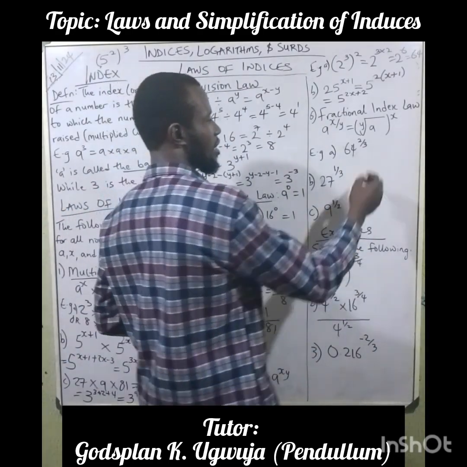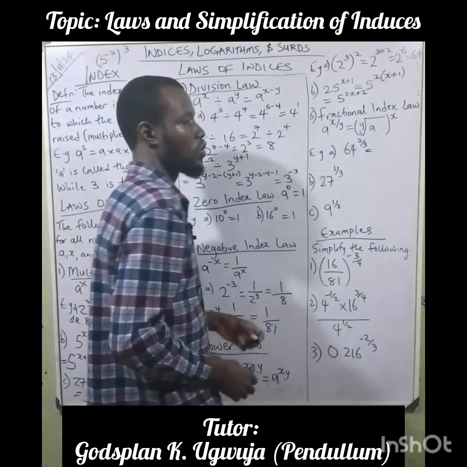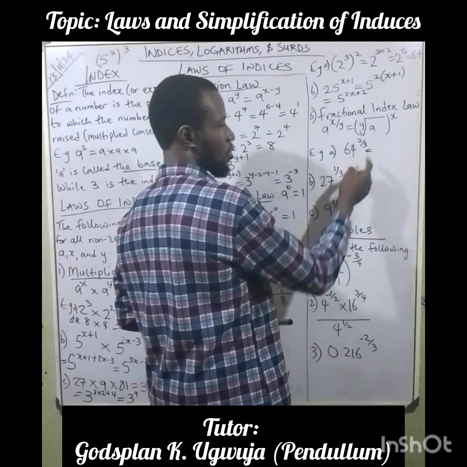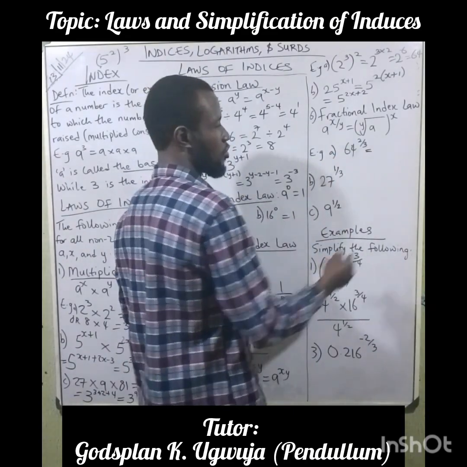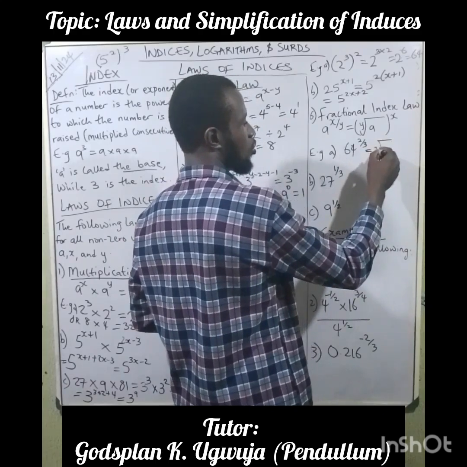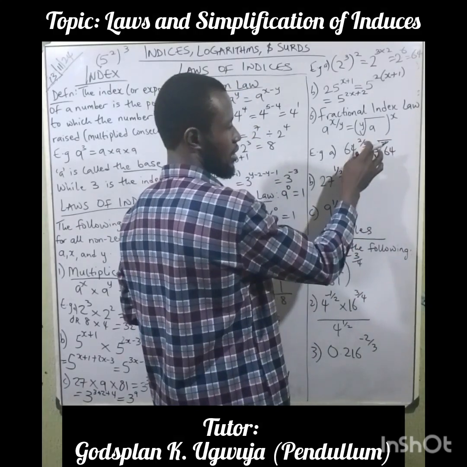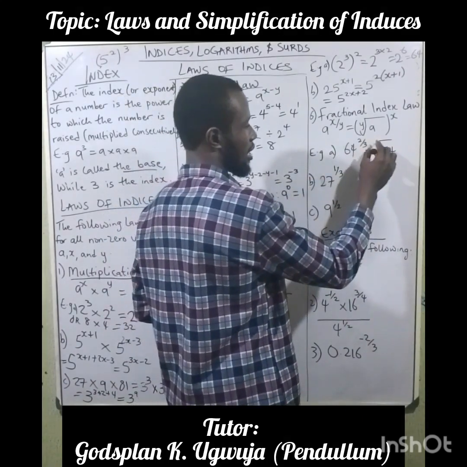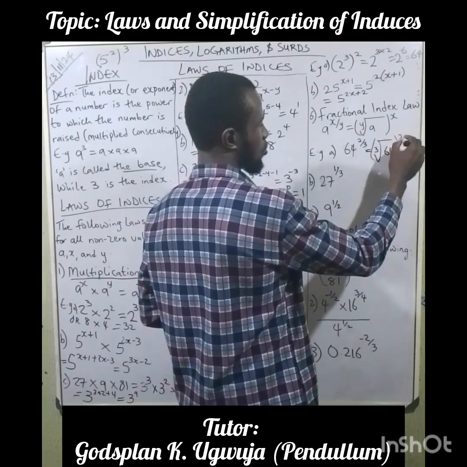So what do I mean? In this case, for instance, you have 64 raised to power 2 over 3. 3 is the denominator, the number under. So you take the cube root of 64, the denominator root of the base, and then everything will be raised to power 2.